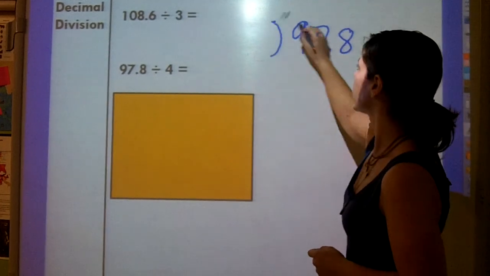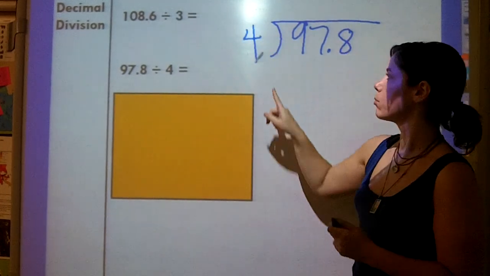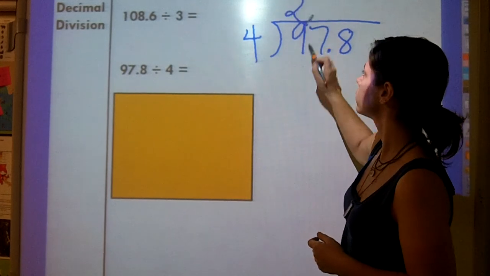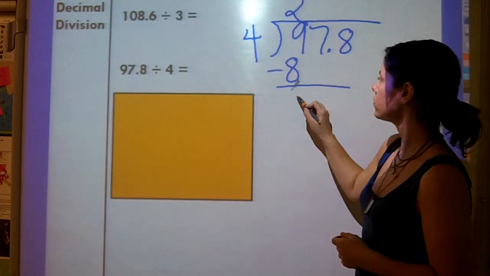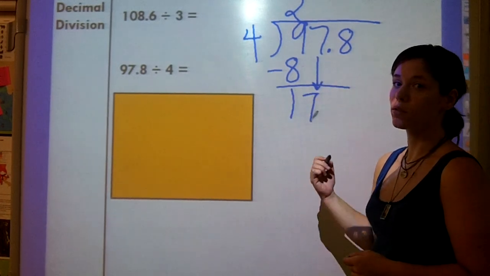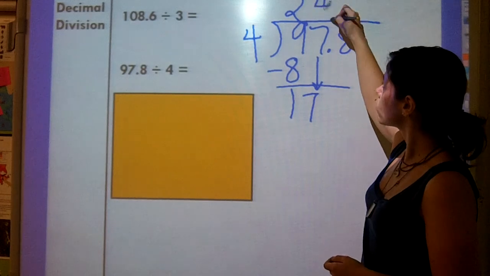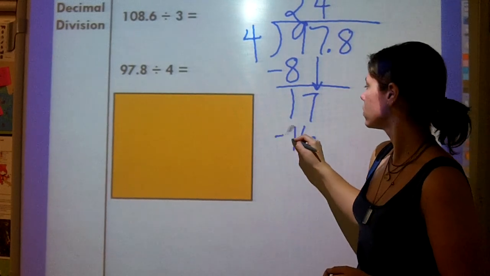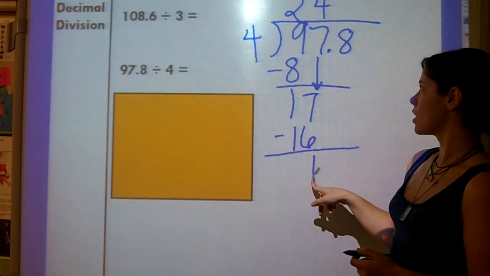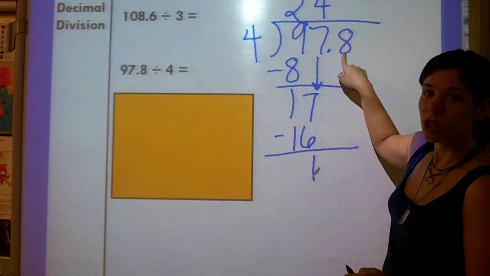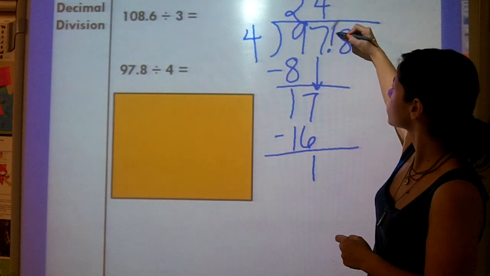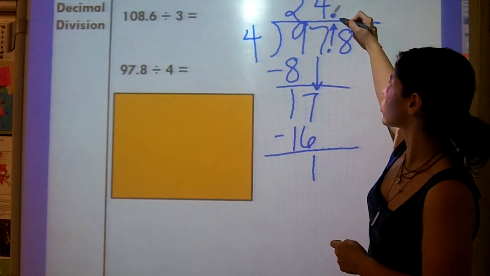97.8 divided by 4. Count by 4s to get to 9. 4, 8. 2 times. 4 goes into 17 4 times, because 4 times 4 is 16. And I'm left with 1. 4 doesn't go into 1, and I have this 8 to bring down, but before I'm allowed to bring it down, I have to bring my decimal straight up into my quotient.